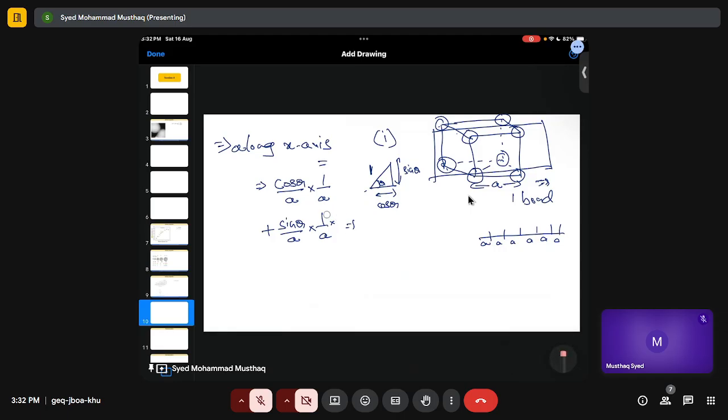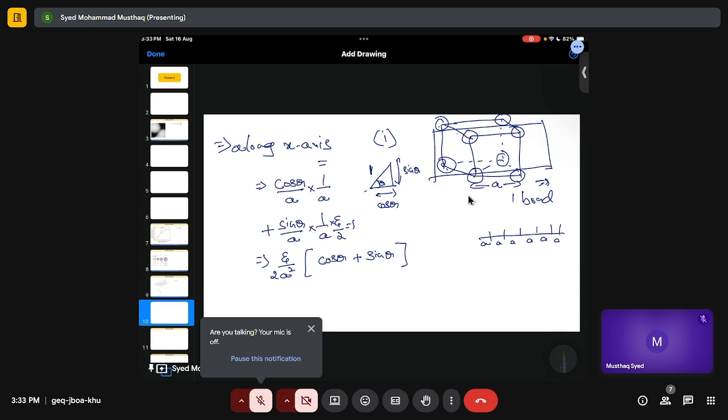So each bond breaking energy. Okay. Now this will become 1 by a square. If you take a square common, then you have cos theta plus sin theta, and it will be half, because each bond will get the bond breaking energy divided by 2, right? So if you are talking about one bond, and if I separate this 2, it can be written as 1 by root 2 a square.